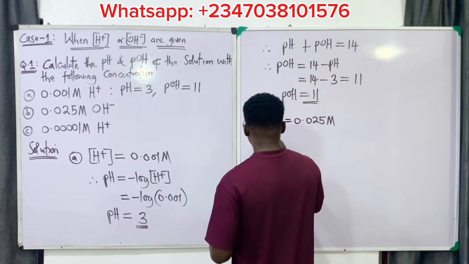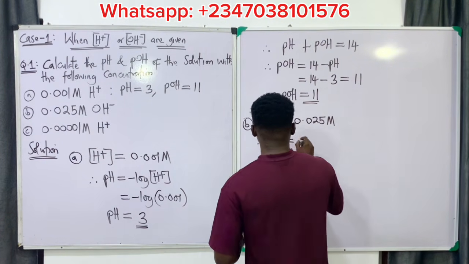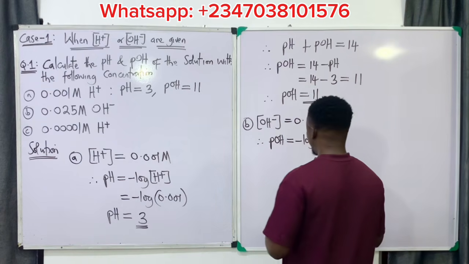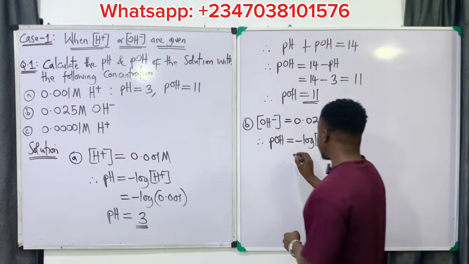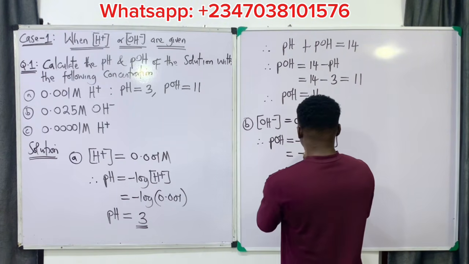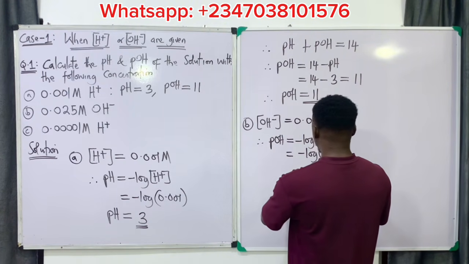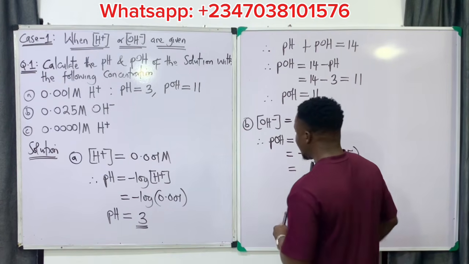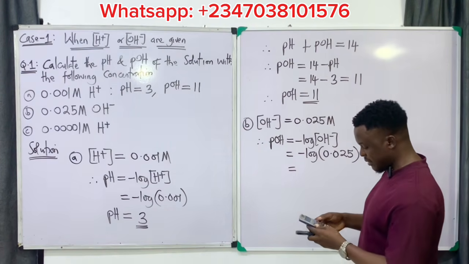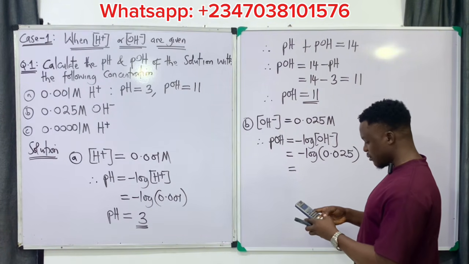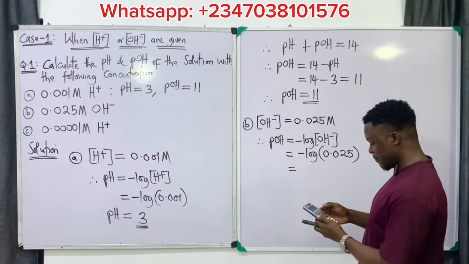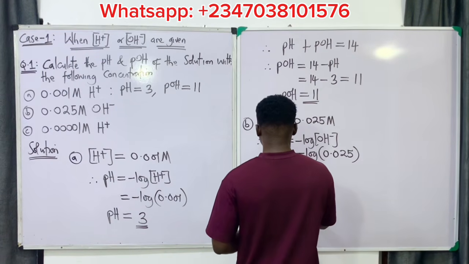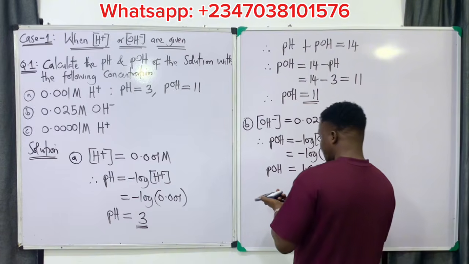So I'll say pOH is equal to negative log of OH minus. So that anywhere I see OH minus, I'll put 0.025. Now when I evaluate that with my calculator, I'll say negative log of 0.025. That will give me 1.6. So I have pOH. So that's the value for my pOH.